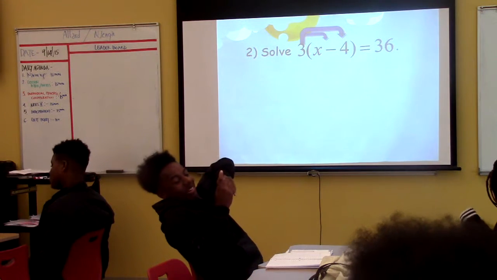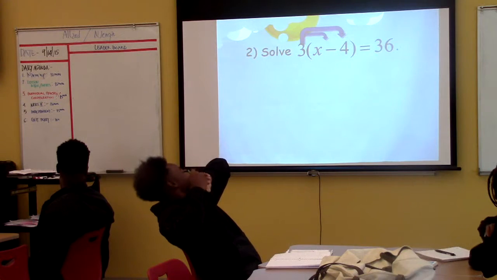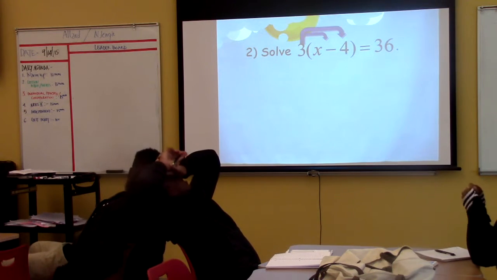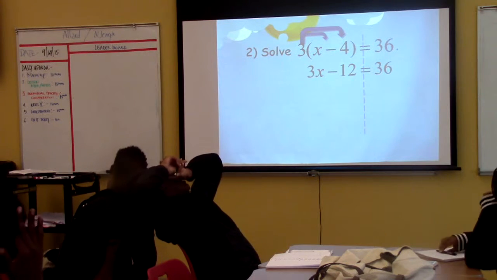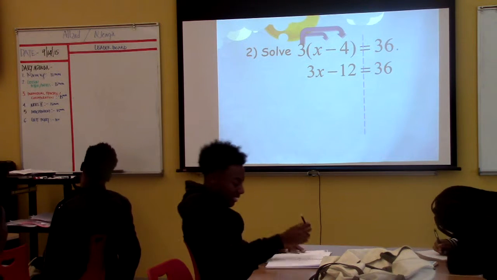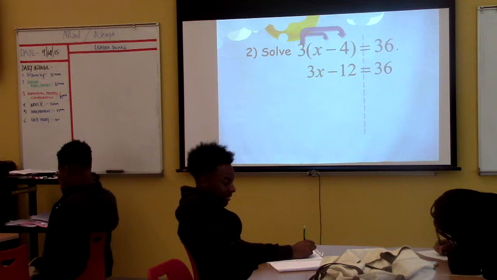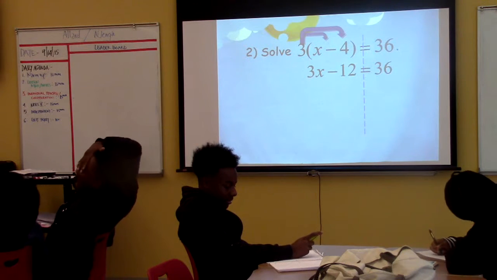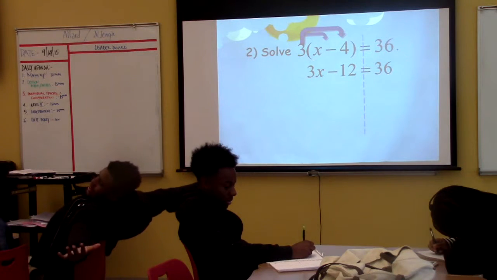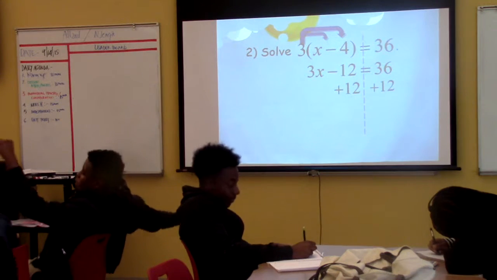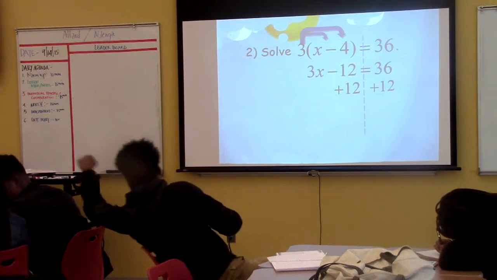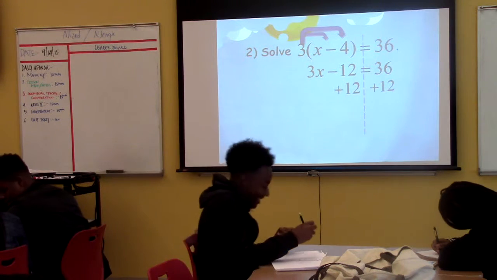Right, Devin, what do we get? What do we get when we distribute? 3x and minus 12. That's right. All right, so there you go, ladies and gentlemen. 3x minus 12 equals 48. Then we add on both sides, like Isaiah said. So we're gonna add on both sides. We're gonna get 3x is equal to 48.